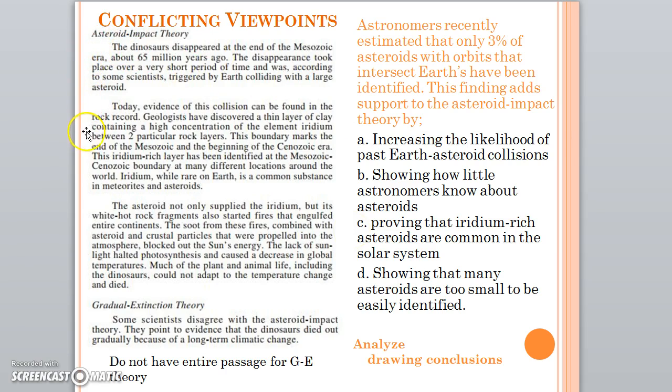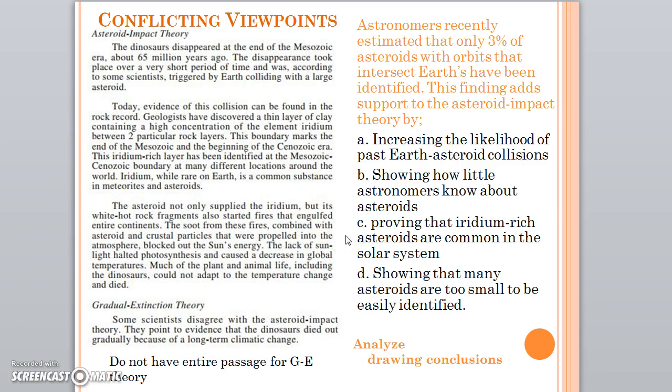As we go back and read the asteroid impact theory, we find out that asteroids and meteorites contain iridium, and because of that, we found the division between the Mesozoic and the Cenozoic era. Well, that's good, and we don't have much iridium anywhere else. It's not normal to be on Earth anywhere else. Okay, so does that help us at all? So let's go back to answer choice A, increasing the likelihood of past Earth asteroid collisions. So only 3% we know about. That means 97% we don't. So there's a ton more out there we don't know.